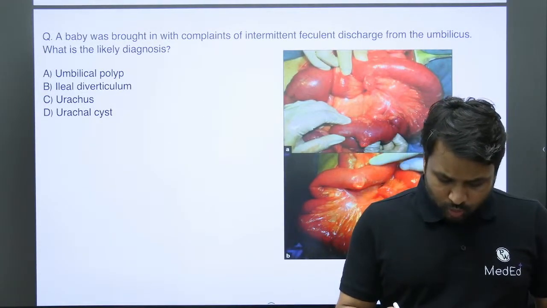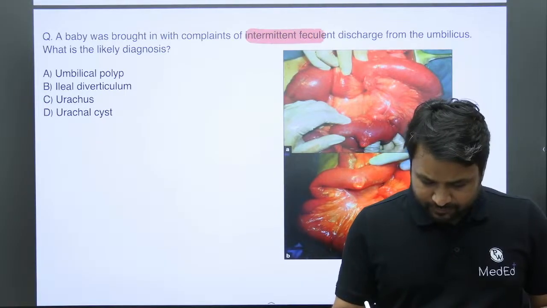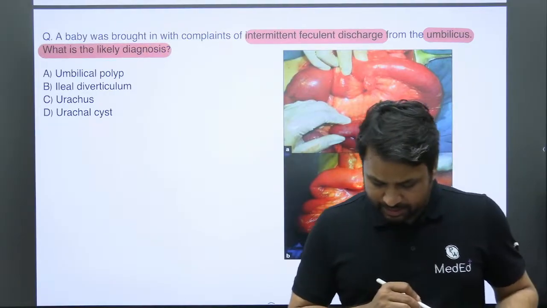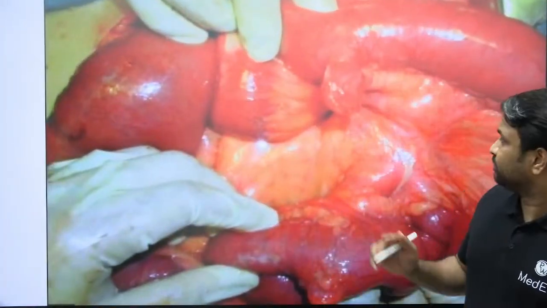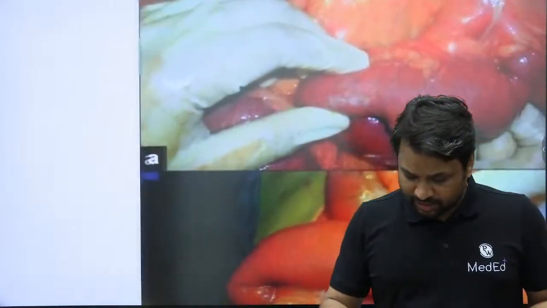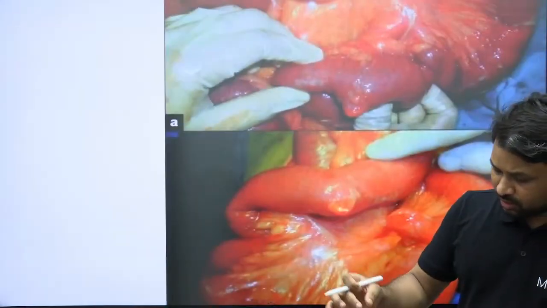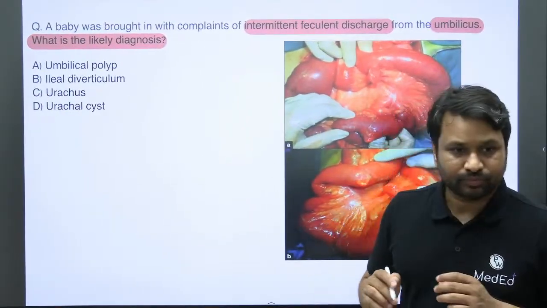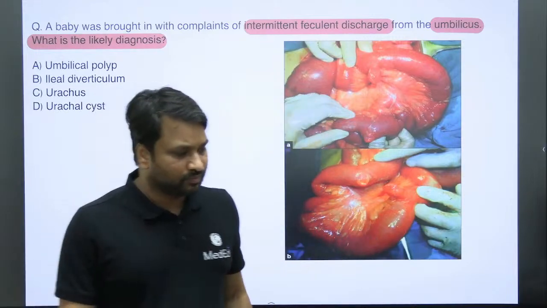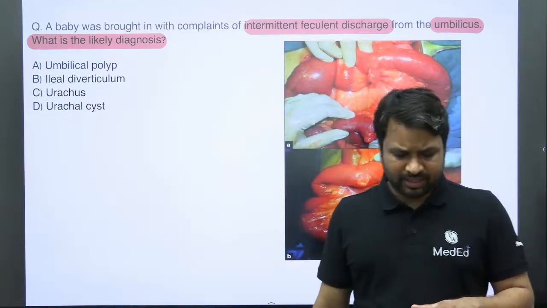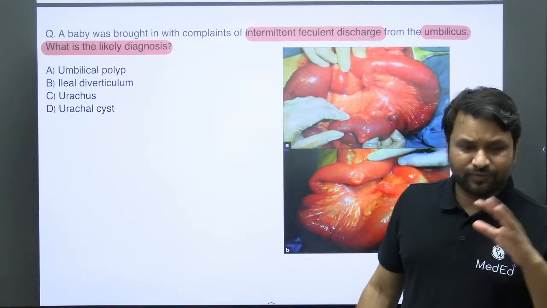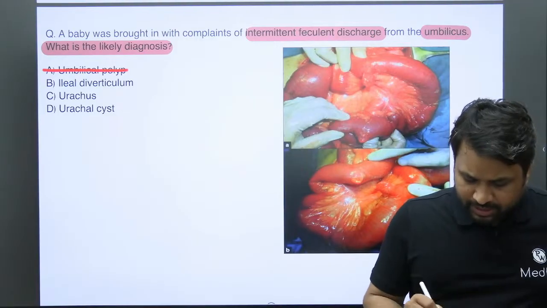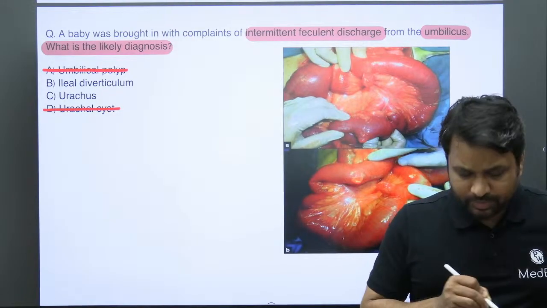A baby was brought to you with complaints of intermittent fluctuant discharge from the umbilicus. What is the likely diagnosis? This is a very clear-cut image. So this is basically a vitello-intestinal duct abnormality. Intermittent fluctuant discharge is present in the umbilicus. It is not a polyp. It is not a urachal cyst because there's a discharge.